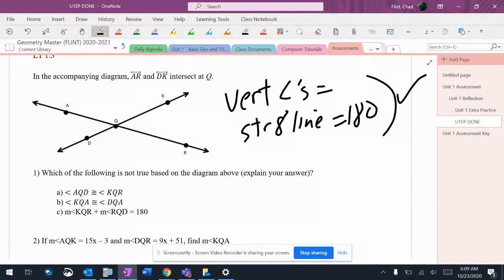All right, so then I go down here. It says, which of the following is not true based on your diagram above? I'm going to color things. All right, so AQD is right there, and KQR is right there. All right, so they're equal. Well, those are vertical angles.